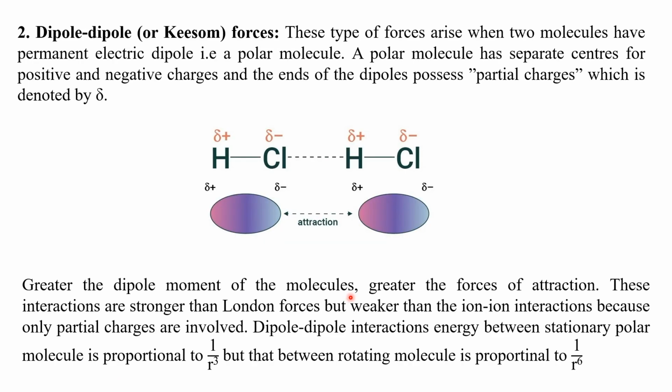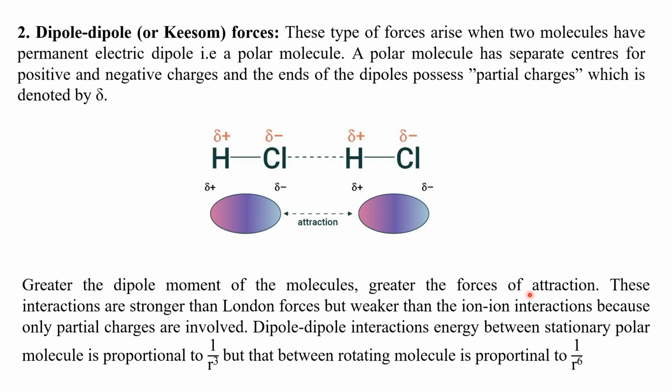Then dipole-dipole forces. This type of force arises when two molecules have a permanent electric dipole, that is, polar molecules. A polar molecule has separate centers for positive and negative charges, and the ends of the dipoles possess partial charges, which are denoted by delta. So here you can see HCl, where H has a partial positive charge and Cl has a partial negative charge. Here also H is partially positive and this is partially negative, and there is attraction between delta plus of H and delta minus of Cl.